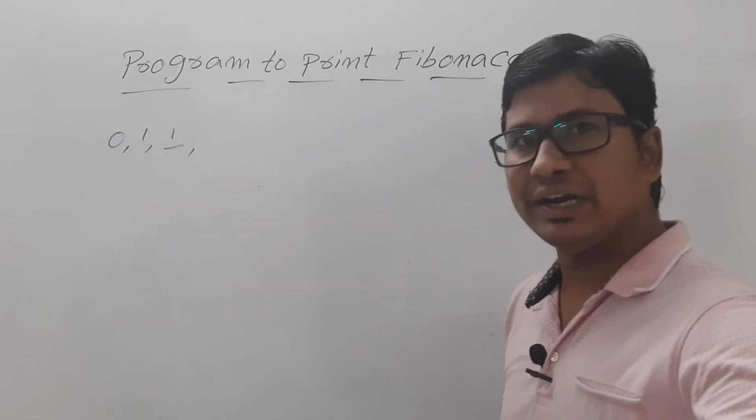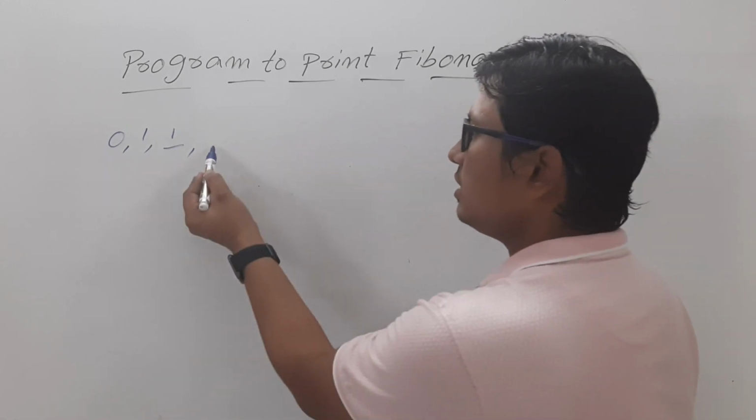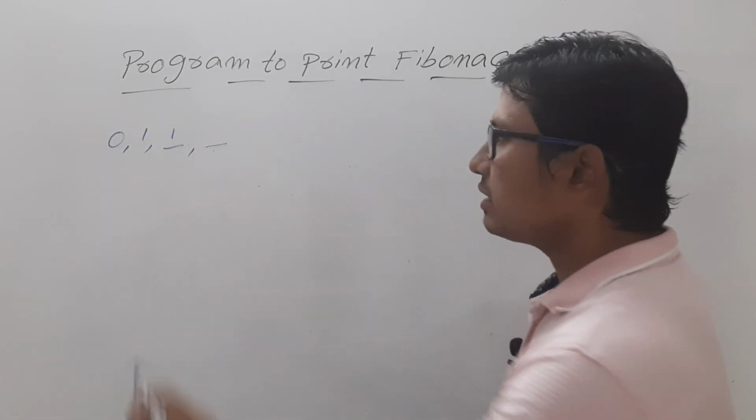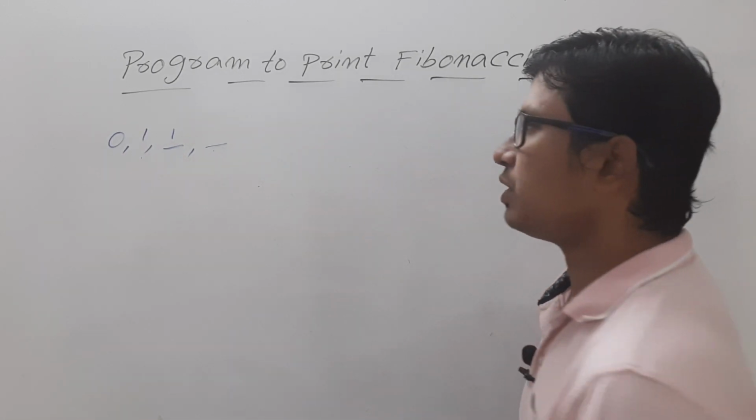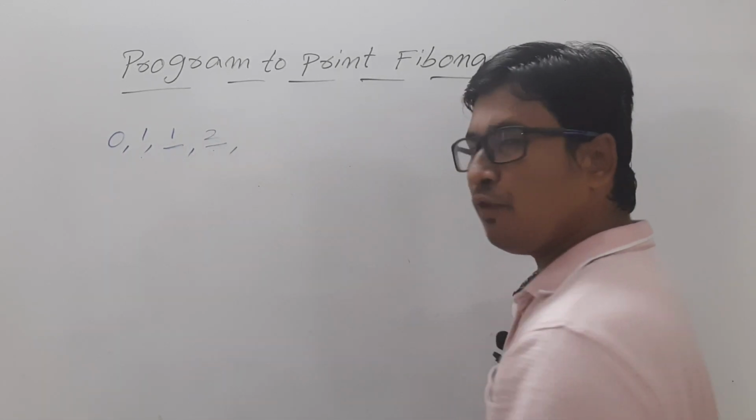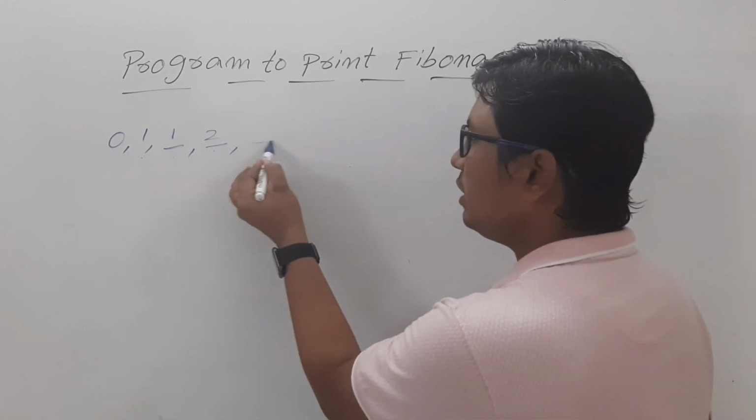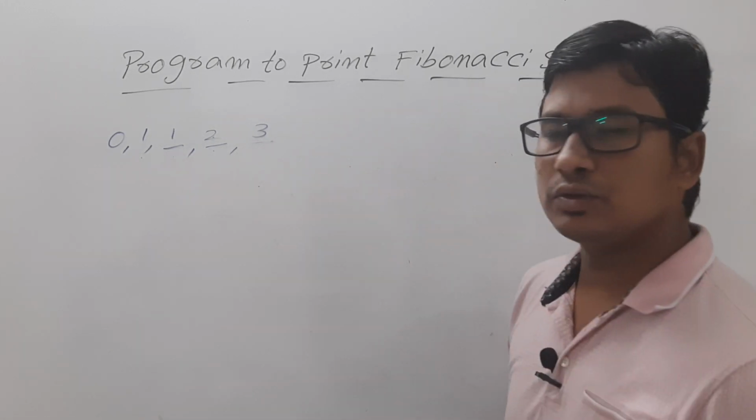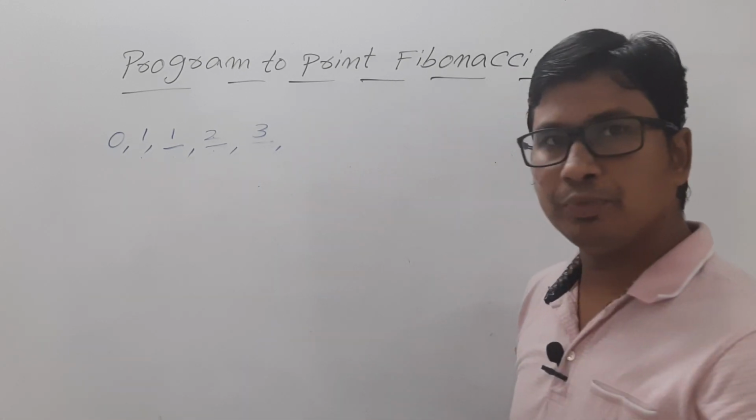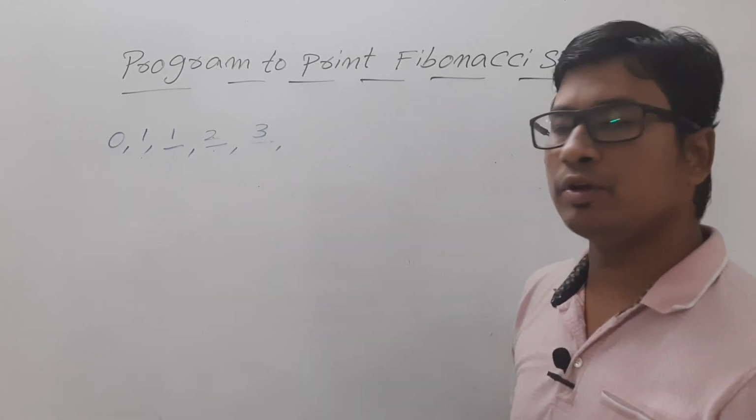Then if you want to find the next element in the series, if you want to find this one, the sum of the previous two elements, this one and this one. So 1 plus 1 will be 2. The next element will be 2 plus 1, which is equal to 3. So this is a way you can compute the elements in the Fibonacci series.